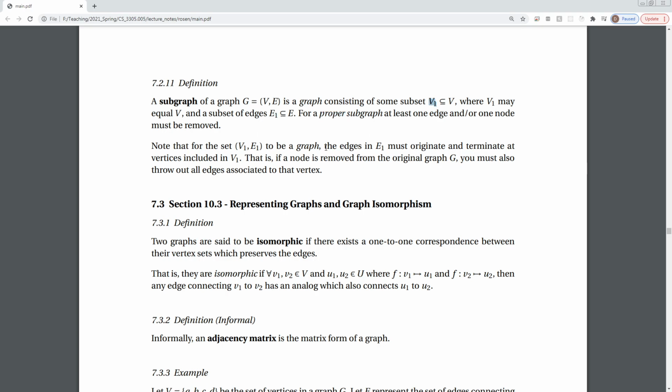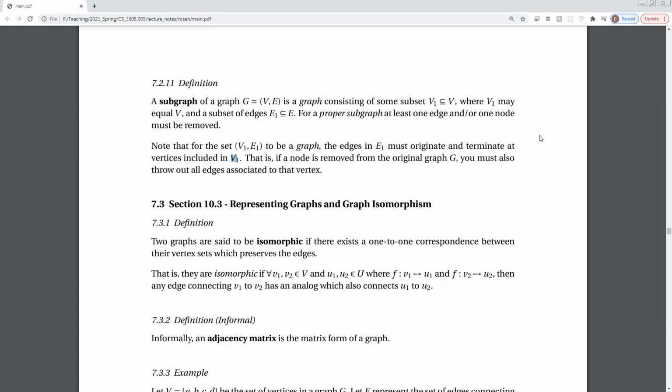So that's the proper subgraph: one of these is a proper subset, either the edges or the vertices. Okay, so note that for the sets V1 and E1, where these are the sets within the subgraph, to be a graph, the edges in E1 must originate and terminate at vertices in V1, right? So what that's saying is that if we remove a vertex from that original graph, then we have to remove any edges associated with that vertex.